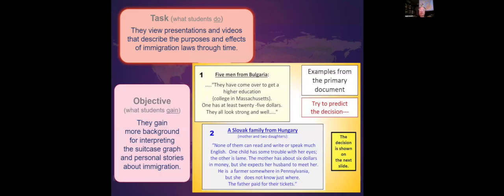What this gives them is some background for interpreting not just the suitcase graph, but personal stories about immigration. And the website has a bunch of these short stories from different people as to the reasons they came and what happened to them when they did arrive here and so on. These are primary documents about people from Bulgaria or from Hungary, from South America.